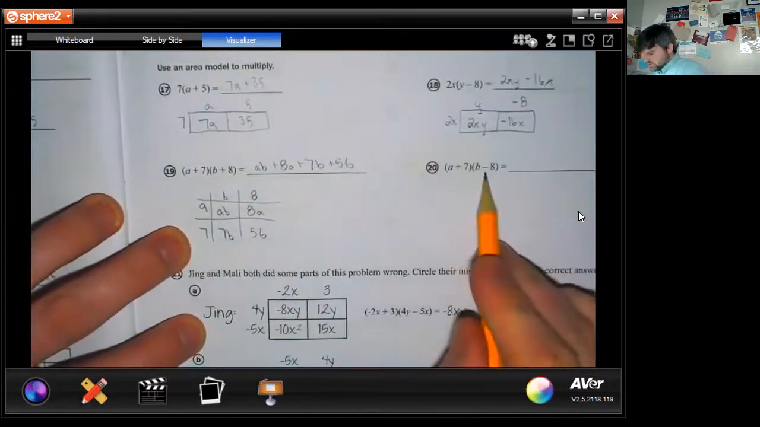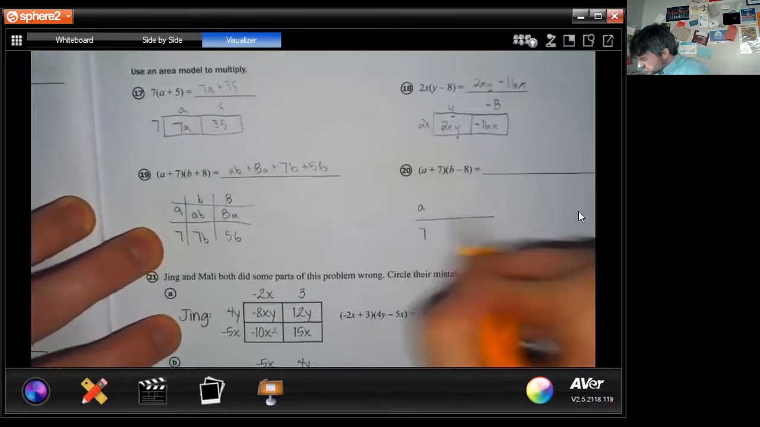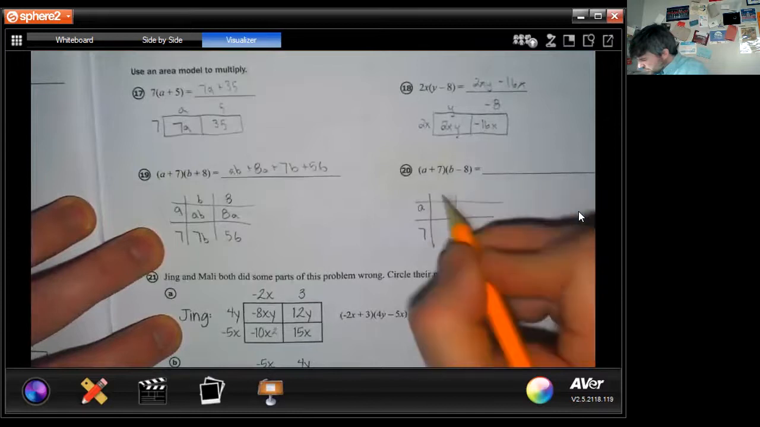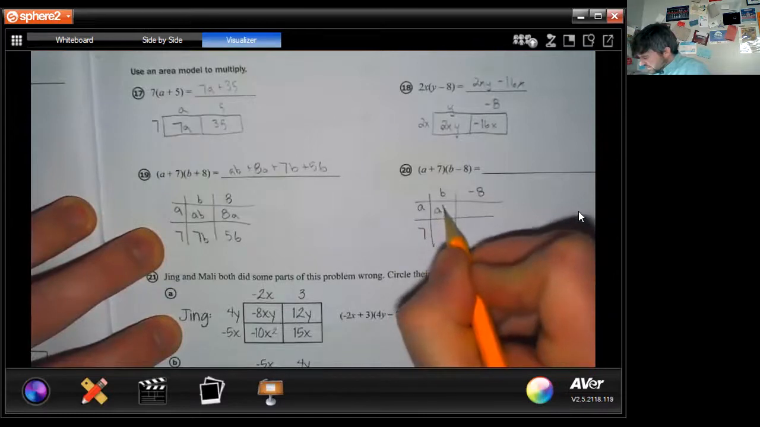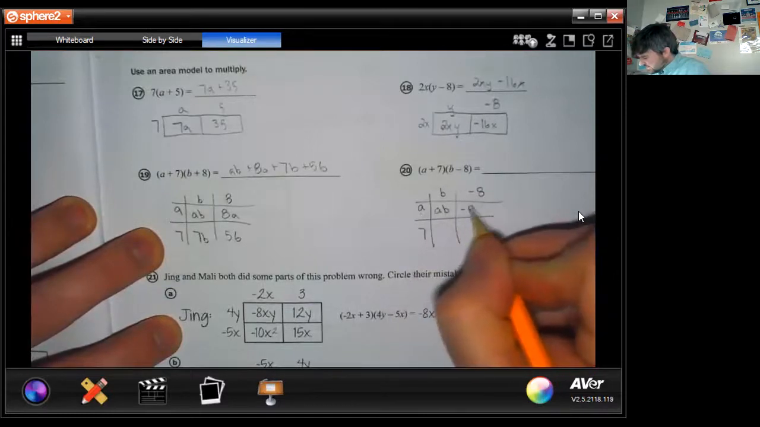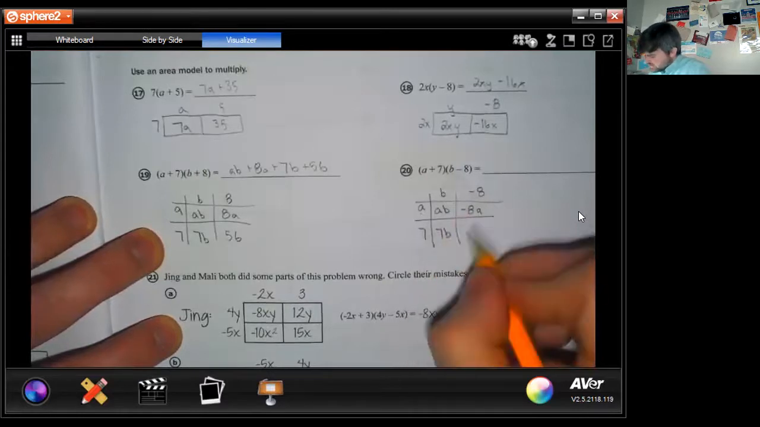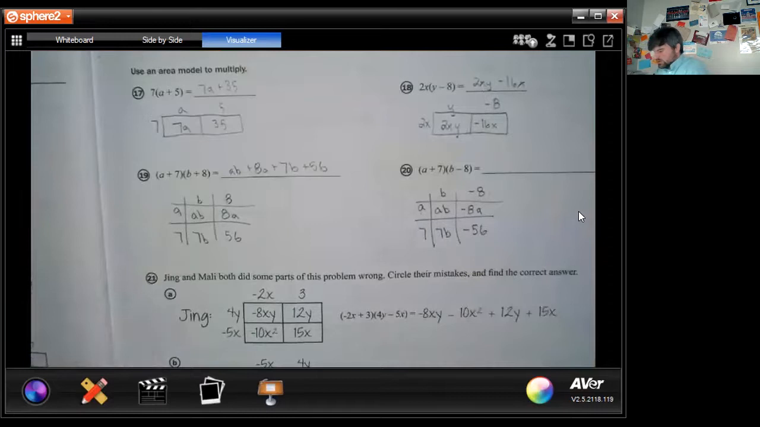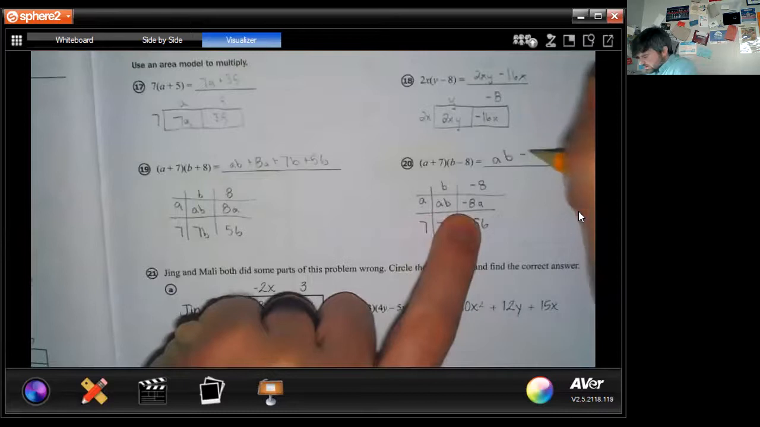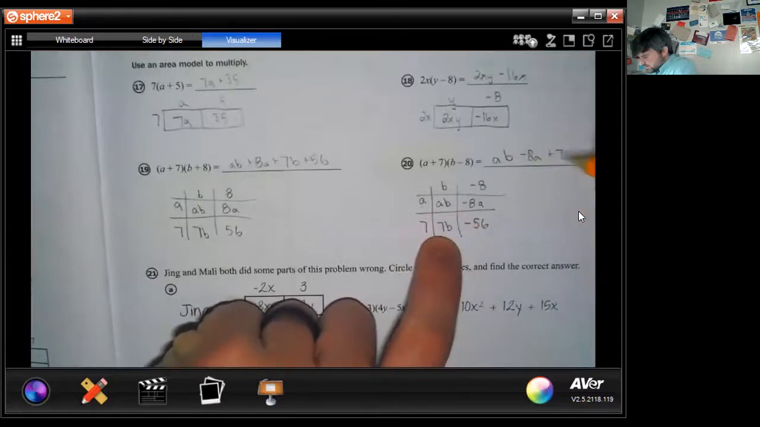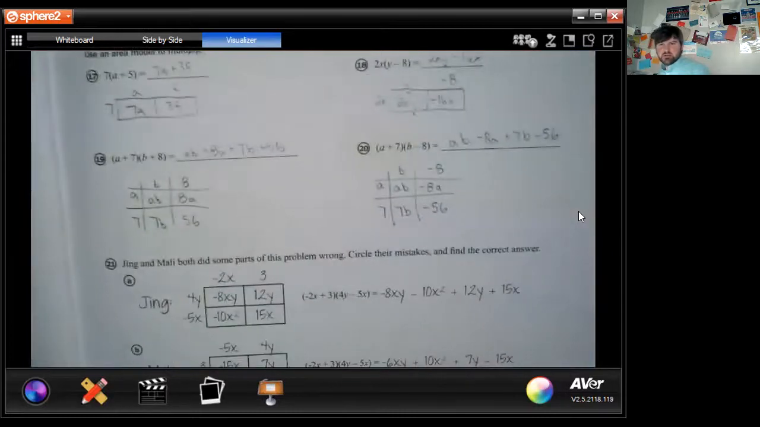Now here they just changed one of the signs. So we have A and 7, B and -8. So A times B is AB. A times -8 is -8A. B times 7 is 7B. And 7 times -8 is -56. So it changed the sign of two of them. So AB minus 8A plus 7B minus 56. So it just changed the sign of a couple of them there.